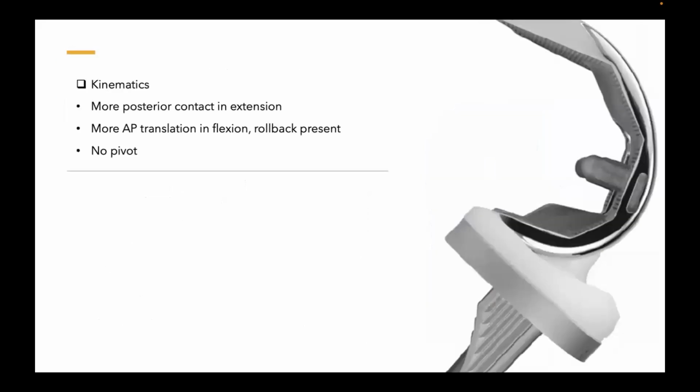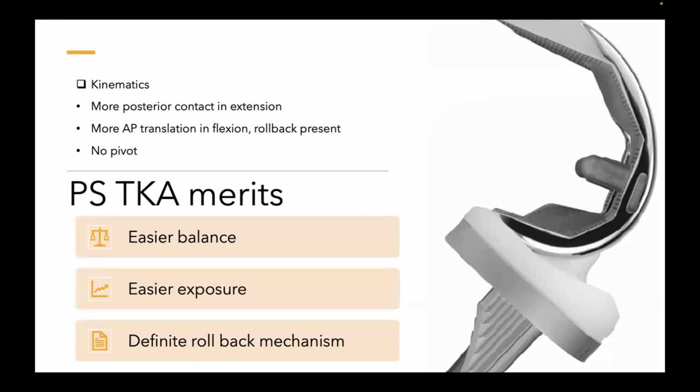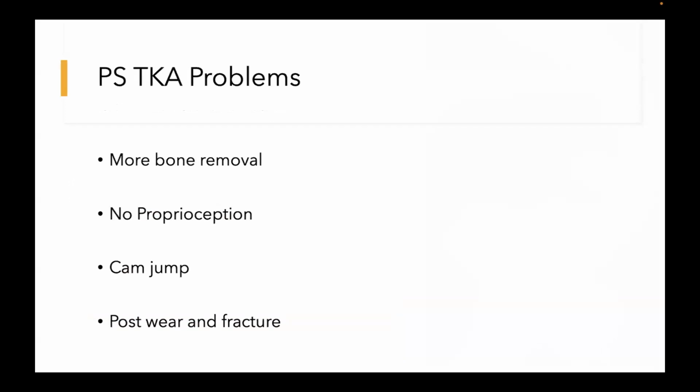So kinematics, there is more posterior contact in extension. There is more antero-posterior translation in flexion. And rollback is present because of the cam and post mechanism, but there is no pivoting occurring. So the merits of a PS TKA include easier balance, easier exposure, and definite rollback mechanism. The problems which arise are, we are removing more bone, which can be difficult in a setting of a revision. Or proprioception might be decreased, at least theoretically. Then there are other complications like a cam jump.